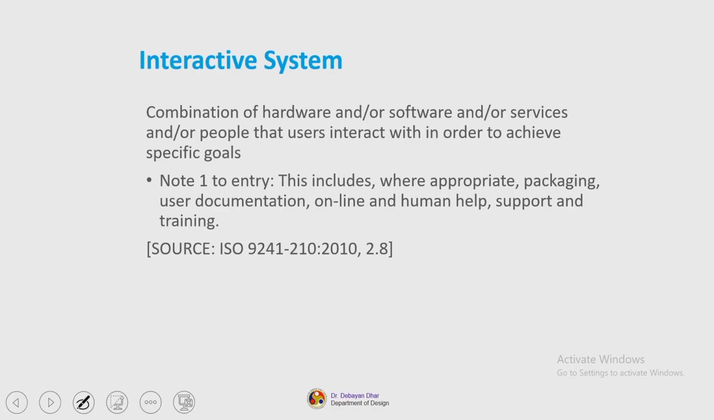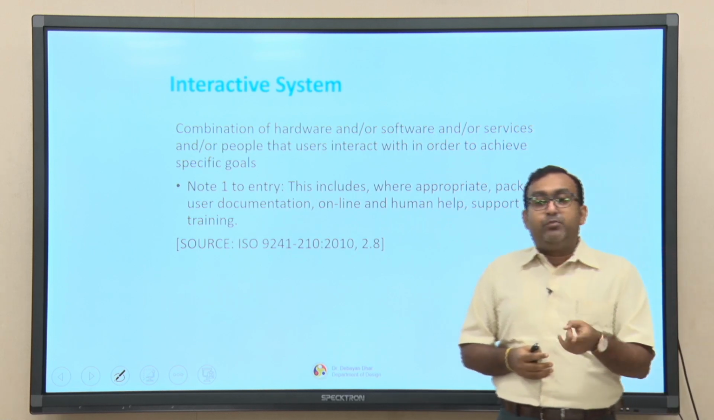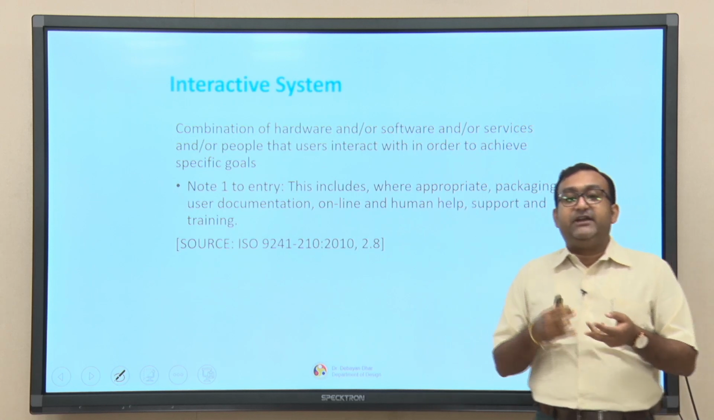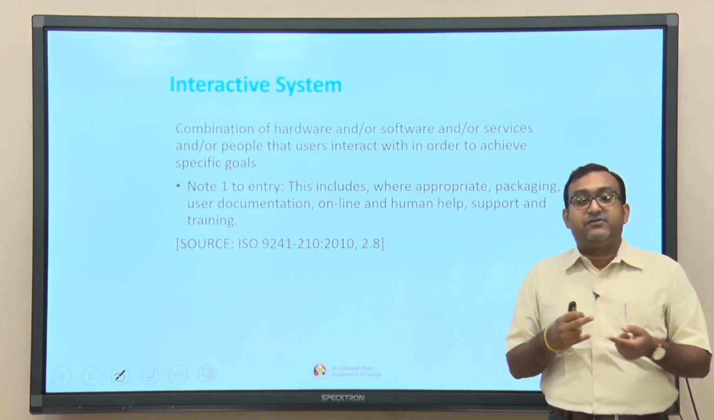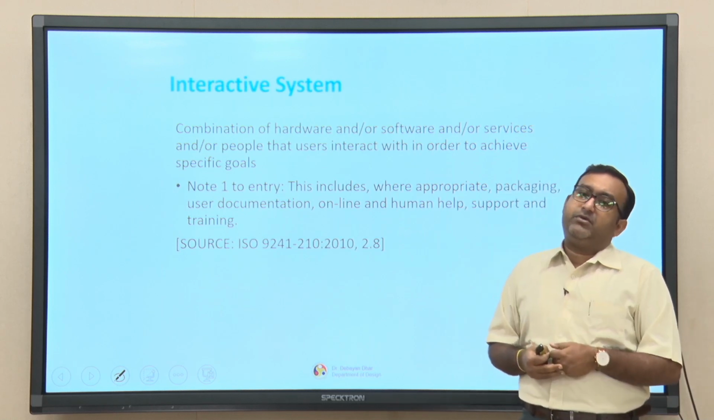When we talk about an interactive system, we mean a combination of hardware, software, services and people that users interact with in order to achieve specific goals. That is how we define an interactive system. And this includes, where appropriate, packaging, user documentation, online and human help, support and training. All these aspects are also included the moment we talk about an interactive system.